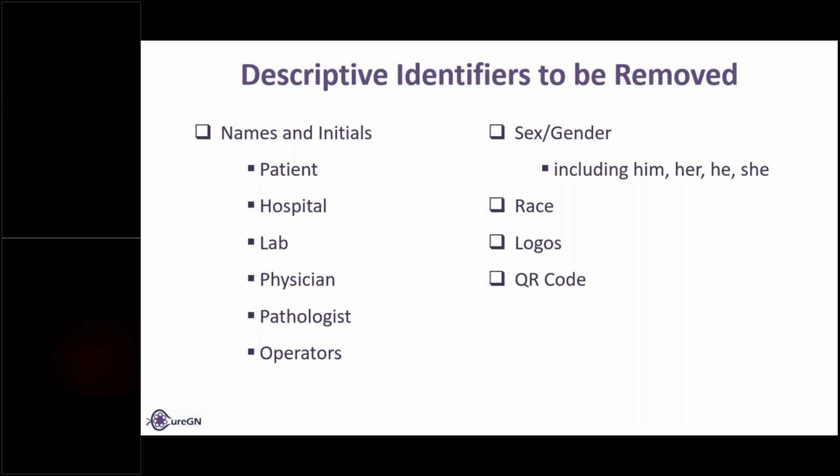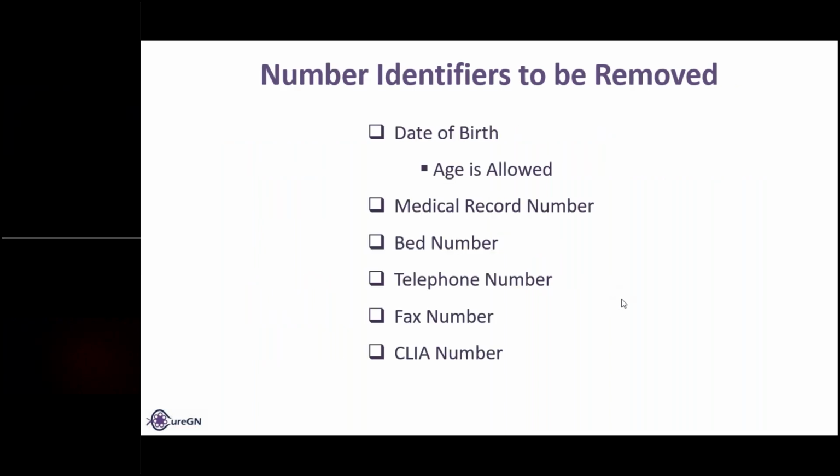Gender and sex need to be removed, including pronouns such as him, her, he, she. Race, any logos, any QR codes should all be removed. Number identifiers that need to be removed include date of birth, but we do want the age. So leave the age in, but make sure you take out date of birth. Medical record numbers need to be removed, as well as any bed number, telephone number, fax, CLIA number, just any type of number that could be considered an identifier. Okay.